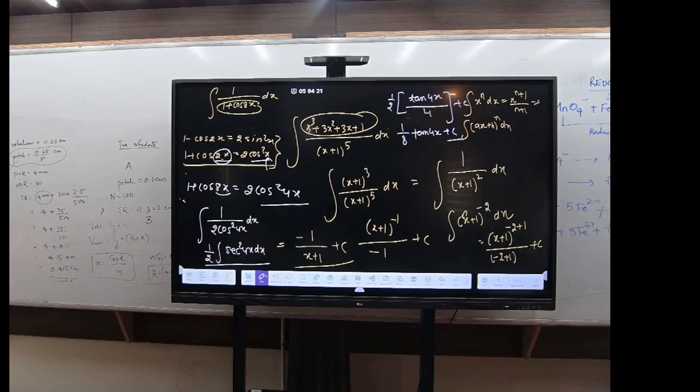Is that understood? So see, by the denominator formulas you can solve. Questions will be easy also. Okay, should I go for the next question?